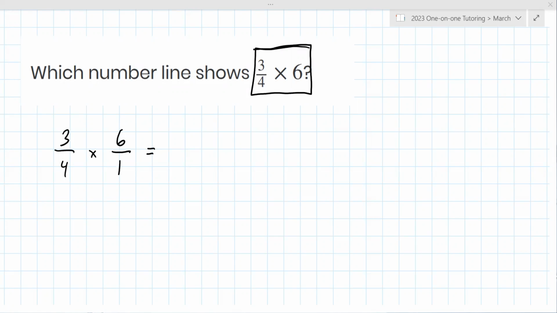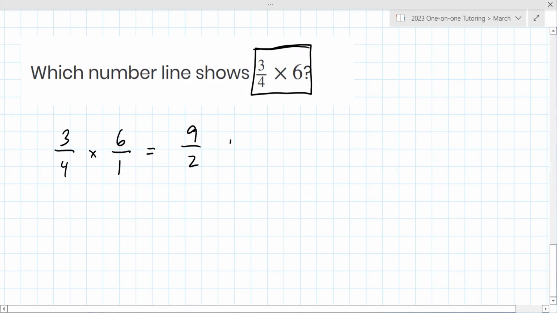Okay, I got my final answer. What is your final answer? 9/2. 9/2. Very good. Now, what is the decimal equivalent of 9/2? Do you remember how we did that? No. Okay. So to do that, you take the number that's on top and you put it on the inside. Do you remember us doing that at all? Yeah.